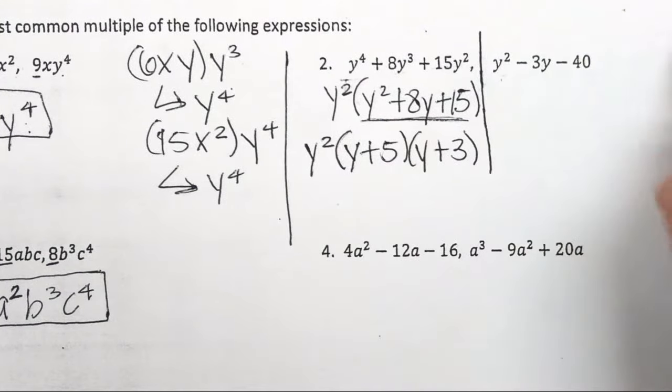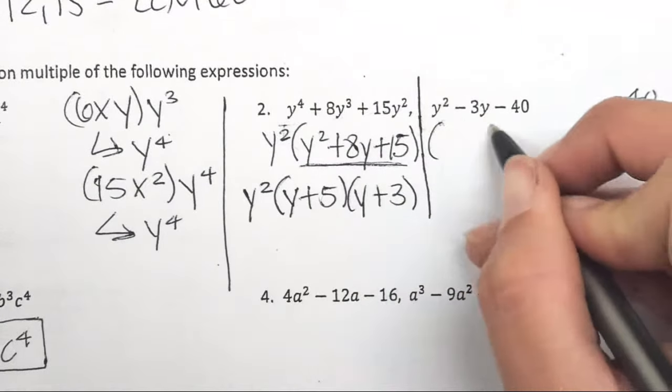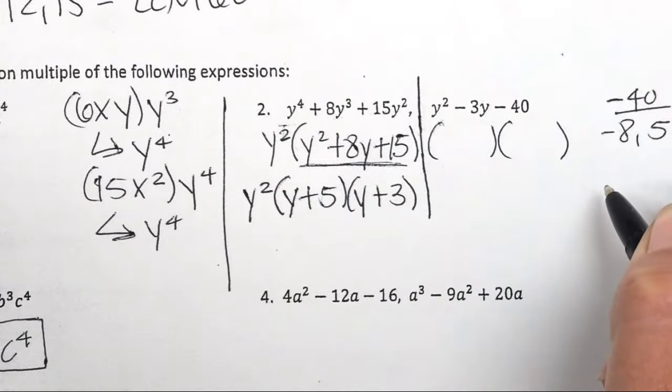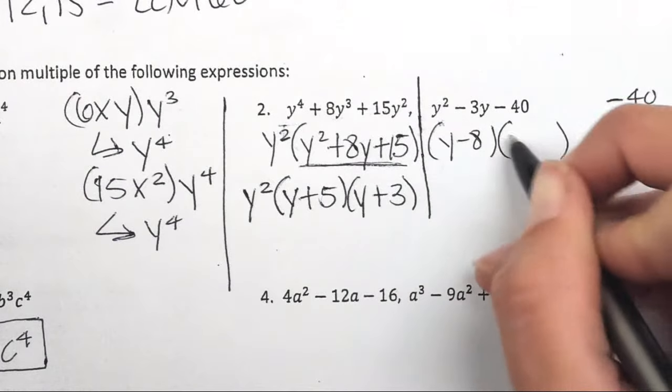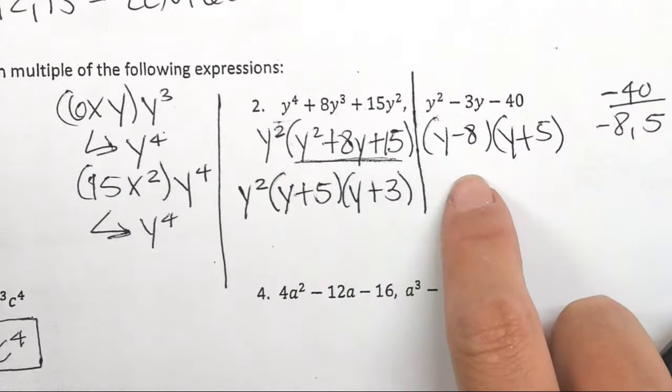What are my factors of negative 40? 8 and 5. Okay, 8 and 5. Which one's got to be negative? Good. So tell me how to write this one. Go ahead. Y minus 8, y plus 5. Very good. Now the factoring ones like this are really easy also.